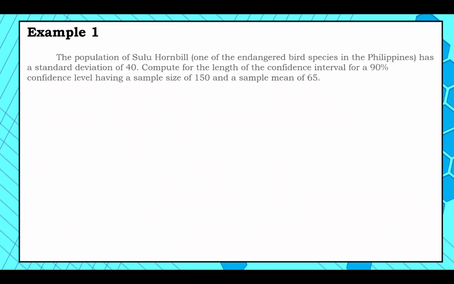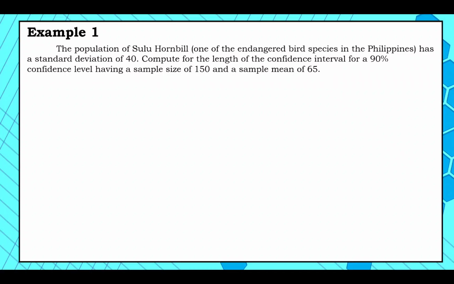Let's have here an example. The population of Sulu hornbill, one of the endangered bird species in the Philippines, has a standard deviation of 40. Compute for the length of the confidence interval for 90% confidence level having a sample size of 150 and a sample mean of 65.